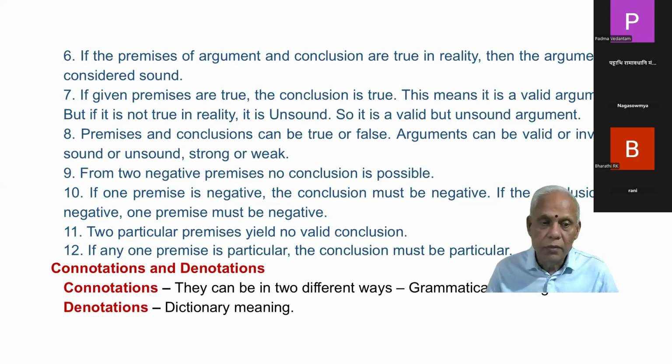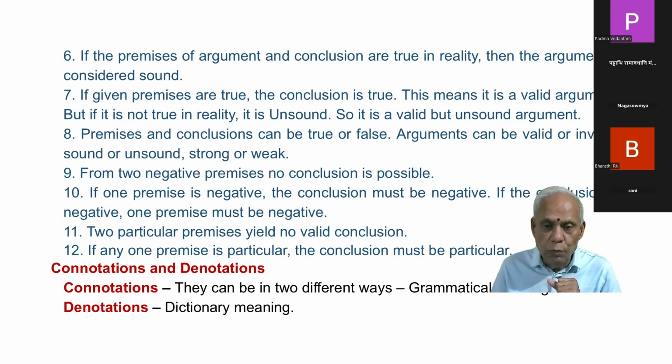We have seen this. Premises and conclusions can be true or false. Arguments can be valid or invalid, sound or unsound, strong or weak. So there can be these varieties in arguments: valid or invalid, sound or unsound, or strong or weak.